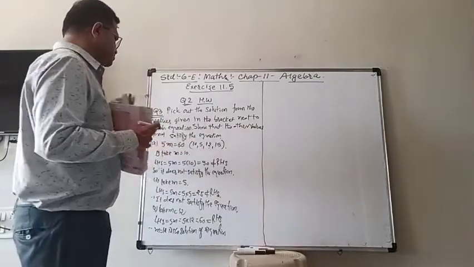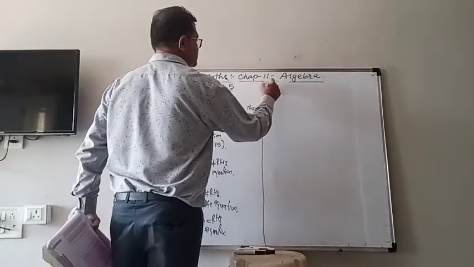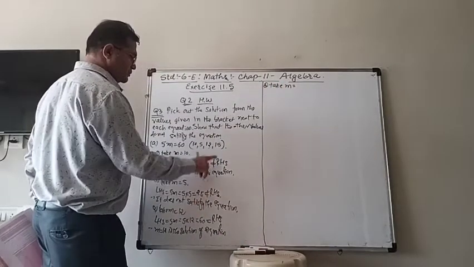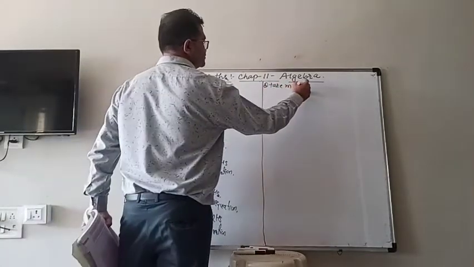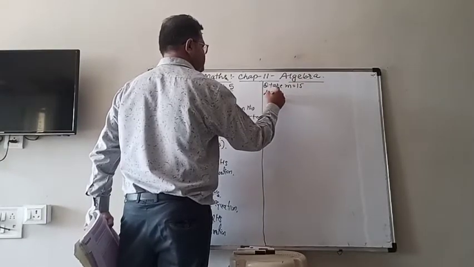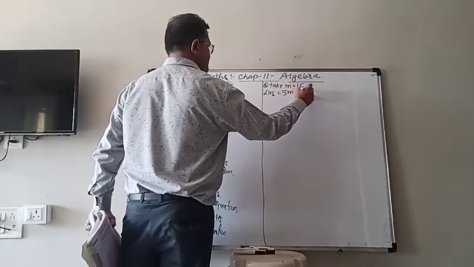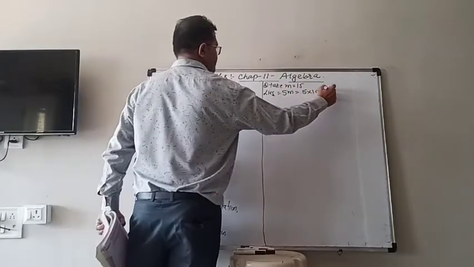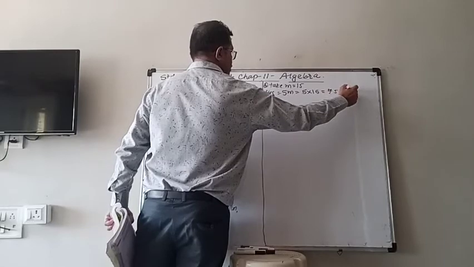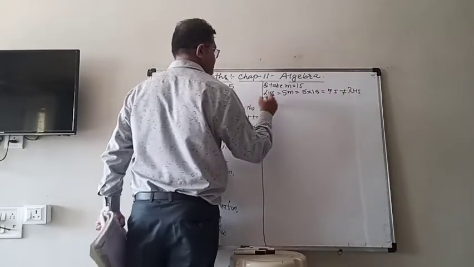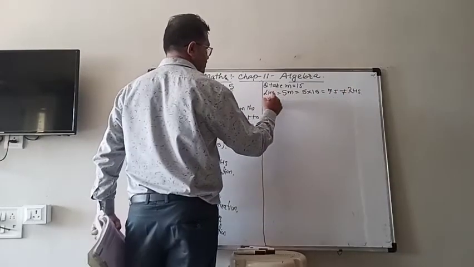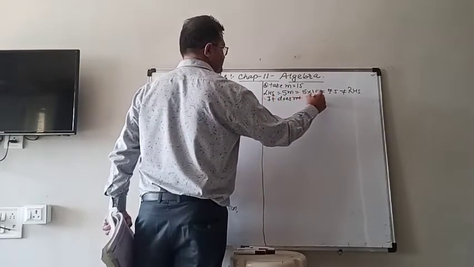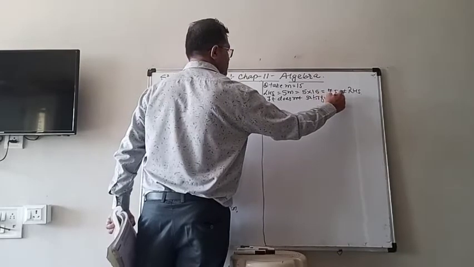Similarly, check the fourth one. What is the last value given? 15. So LHS is 5m, which is 5 times 15. 15 fives are 75, which is also not equal to the RHS. Therefore, it does not satisfy the equation.